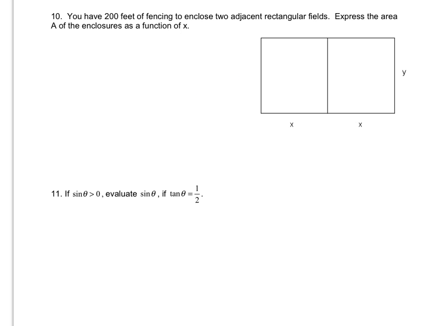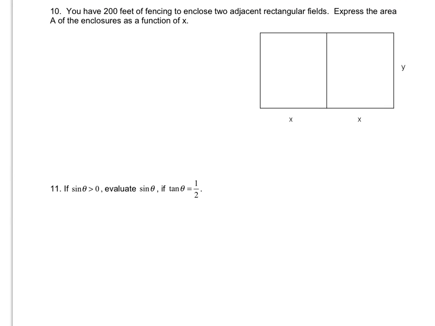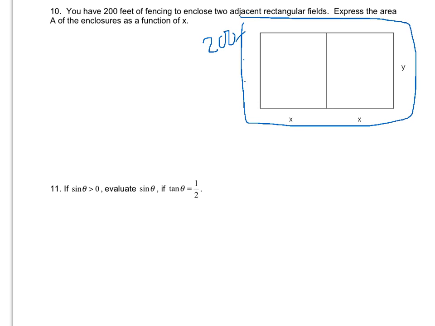Number 10 says you have 200 feet of fencing to enclose 2 adjacent rectangular fields. So all the way around this fencing, there is 200 feet of fencing. All the way around here, there is fencing that is 200 feet in length. And it wants you to express the area, and we know that area is length times width, as a function of x. So that means you can't have any y values in it.